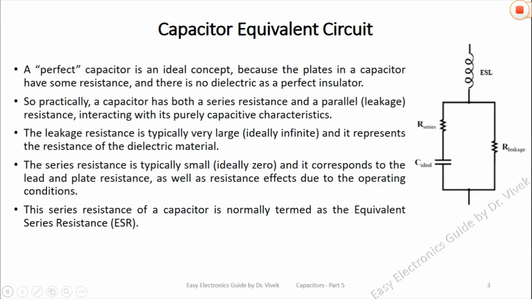A perfect capacitor is an ideal concept because the plates in a capacitor have some resistance and there is no dielectric as a perfect insulator. Practically, a capacitor has both a series resistance and a parallel leakage resistance. The leakage resistance is typically very large and it represents the resistance of the dielectric material. The series resistance is typically small and it corresponds to the lead and the plate resistance. This series resistance of a capacitor is termed as the equivalent series resistance or ESR.